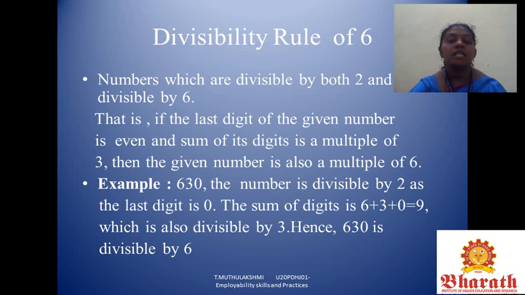For example, 630. So this number is even, hence this number is divisible by 2. And the sum of its digits is 6 plus 3 plus 0 equal to 9, which is also divisible by 3. Hence 630 is divisible by 6.